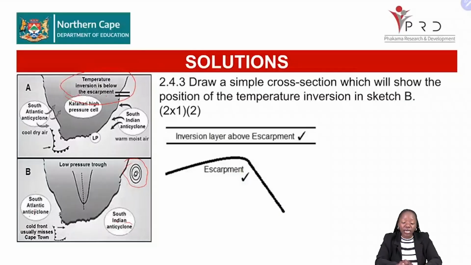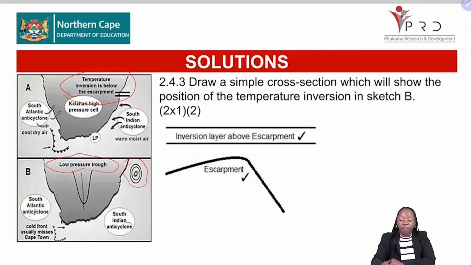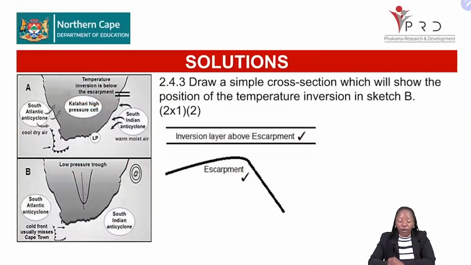Then you are also looking at the low pressure trough. Remember, it forms during the summer. So here you were asked to draw a simple cross section which will show the position of the temperature inversion in sketch B. So number 1 is the correct position of the inversion layer. Then secondly, it's also the correct shape of the escarpment. So it's 1 mark and 1 mark. Then we proceed to our next question.